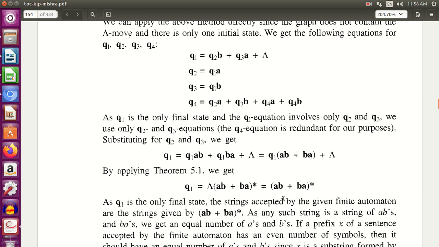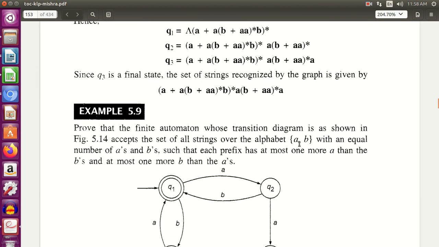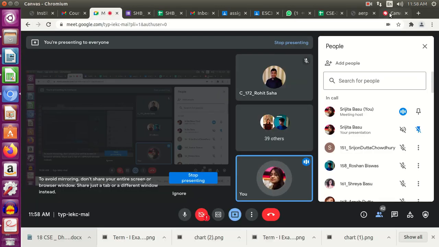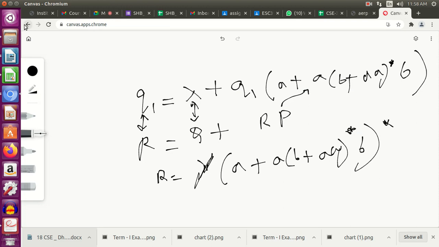So yes, we will obviously get an equal number of A's and B's, because for every A we have a B, and for every B we have an A. So this first criterion is fulfilled. Then it says such that each prefix has at most one more A than the B's, and at most one more B than the A's. Now let us analyze this part.